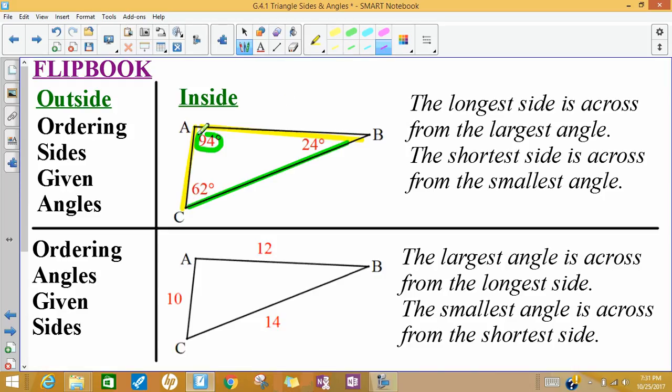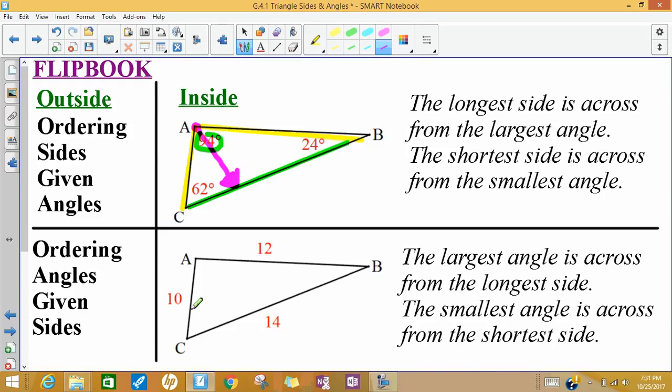Another way to look at that is if we start at the vertex of angle A and draw a line through the triangle, pointing an arrow. The arrow points at the side across from it, side BC. So side BC in this triangle is the longest side.